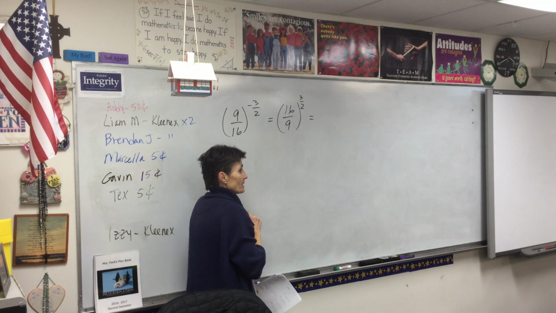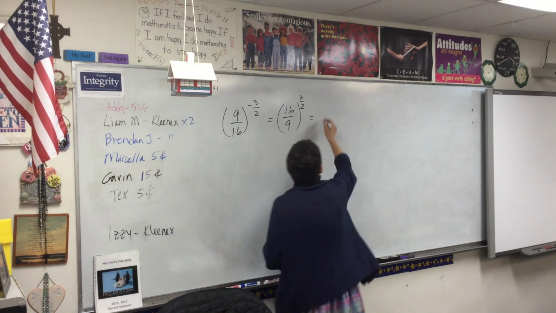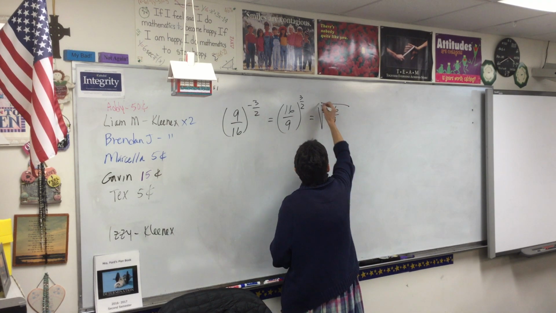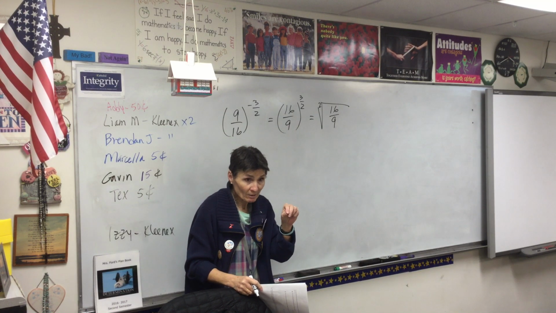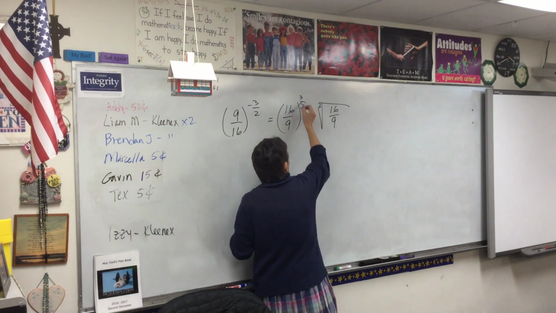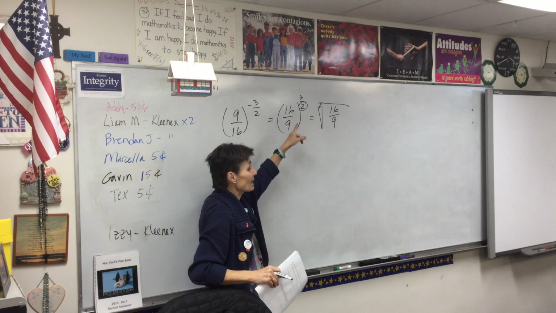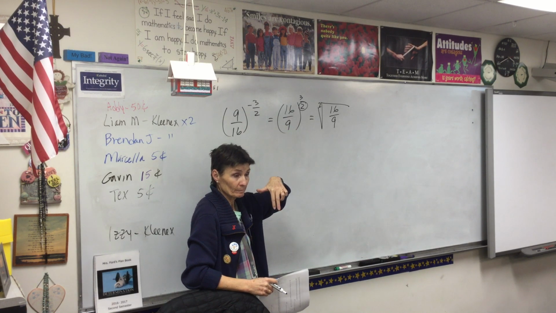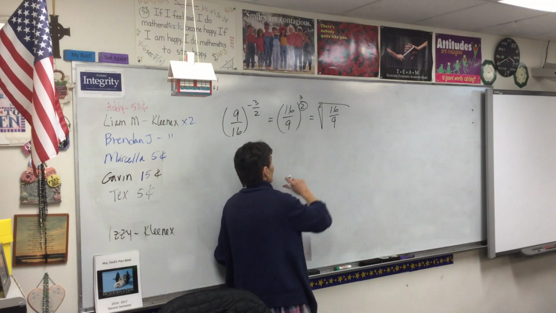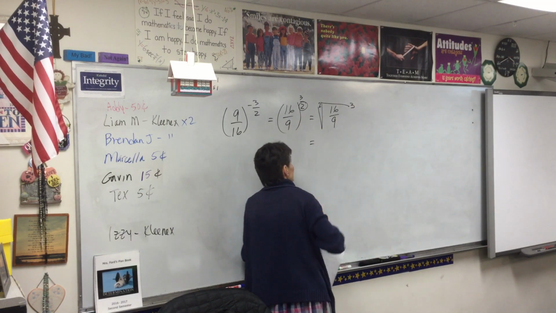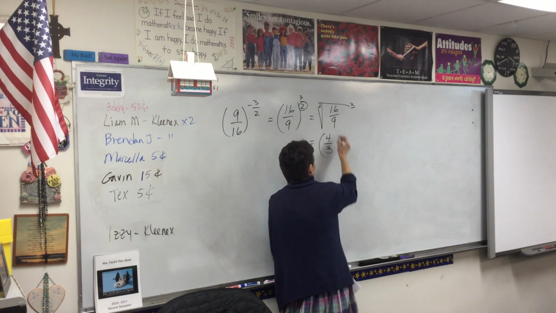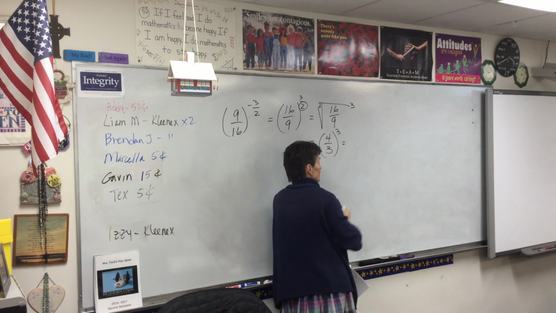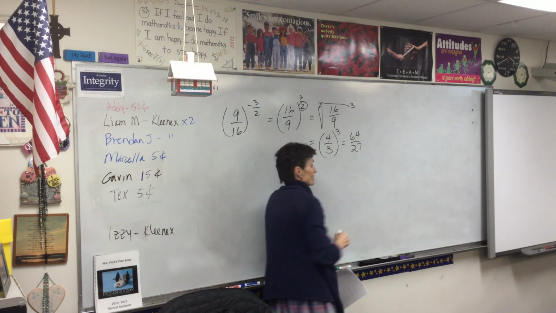What does a fractional exponent mean? Square root. Now, I said square root, but it isn't always a square root. It's always a radical. This number tells you that it's a square root. If that had been a 3, it would be a cube root, right? But it's a 2, so it's a square root. And then we have to cube it. So, what's the square root of 16/9? The square root of 16/9 is 4/3, and 4/3 cubed is 64/27. There it is.